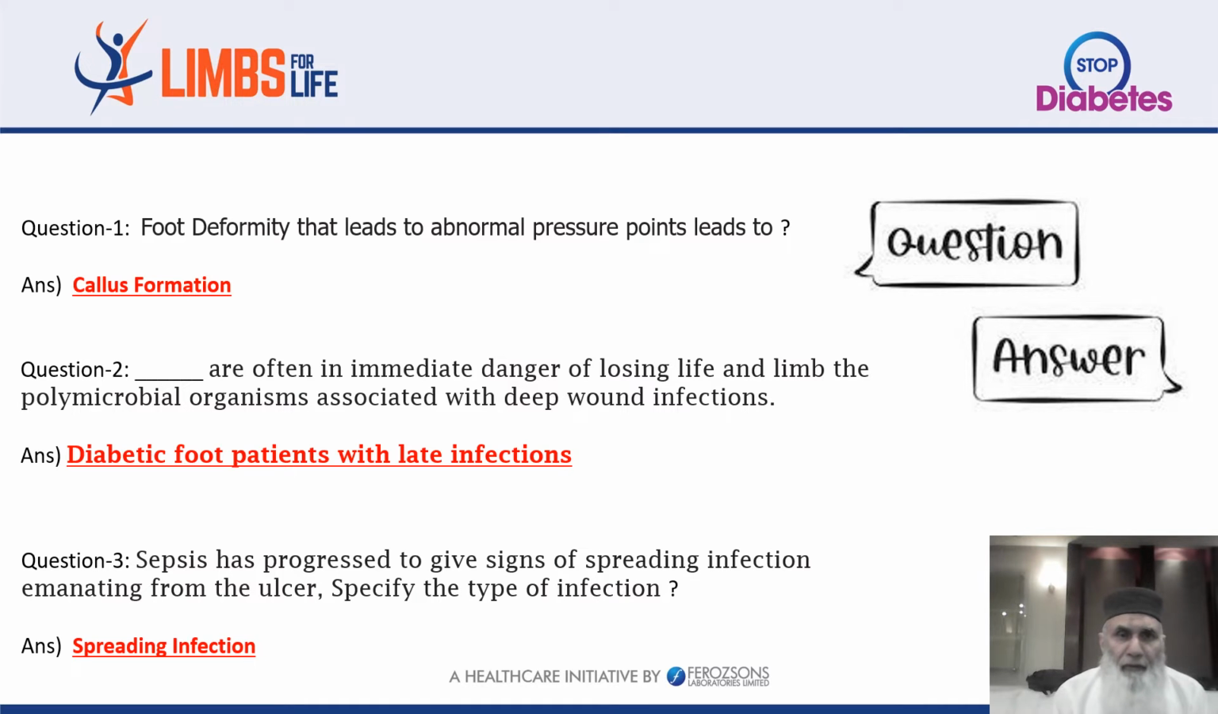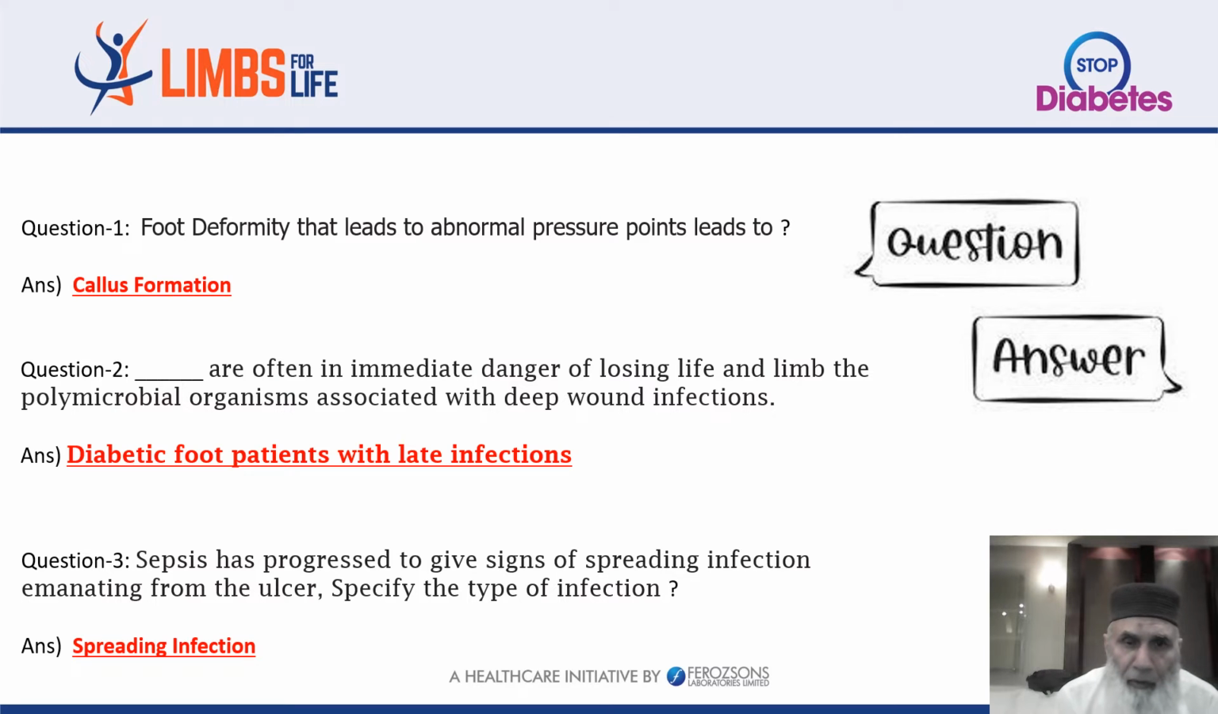So the question is: foot deformity leads to abnormal pressure points, which lead to callus formation. This is an important thing. And question two, the diabetic patients are often in immediate danger of losing life and limb. Polymicrobial organisms are associated with deep wound infection. So diabetic foot patients with late infection are usually in severe danger of losing their life and limb.